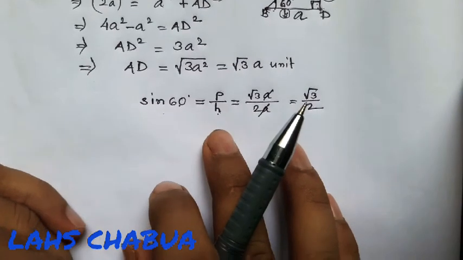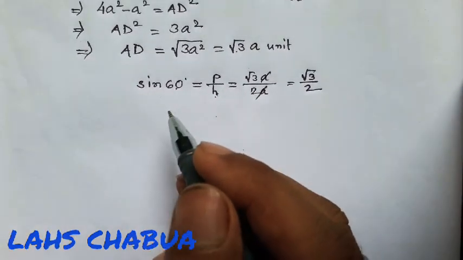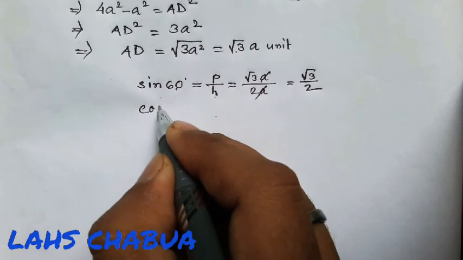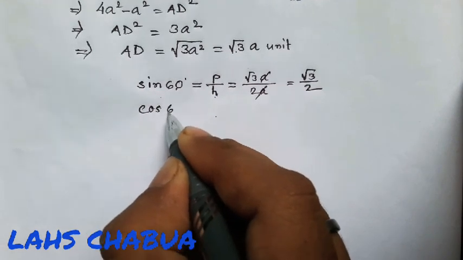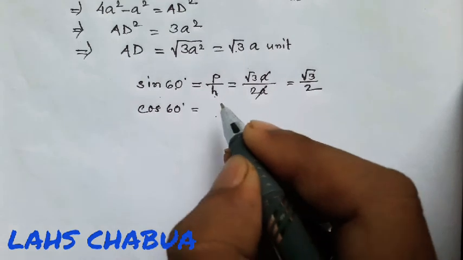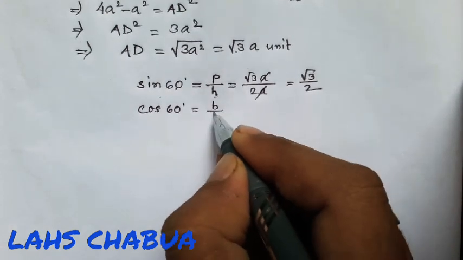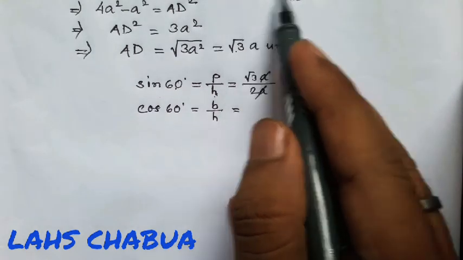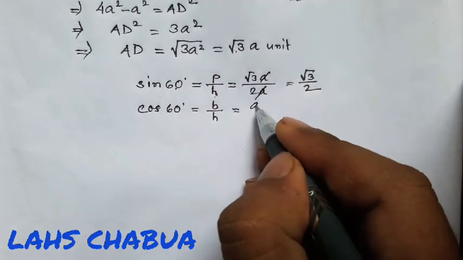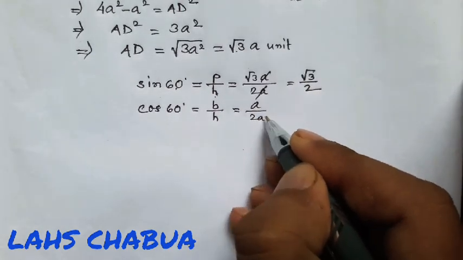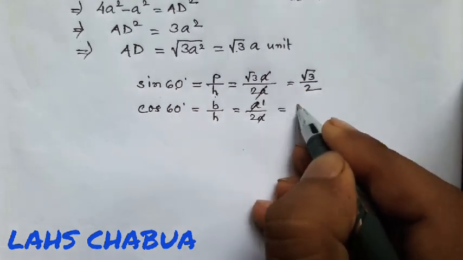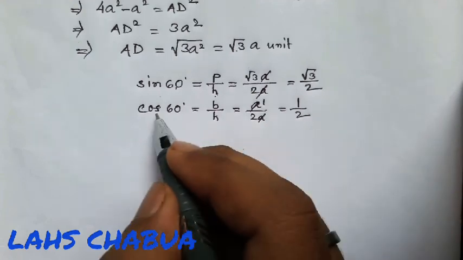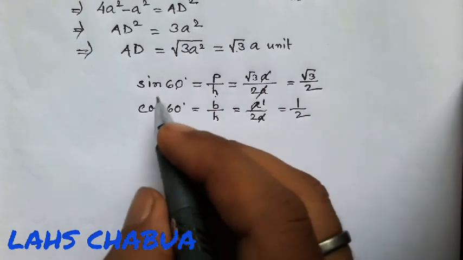Next, cos 60. Cos is B by H. Base, see in the figure, BD is the base and its length is A and hypotenuse is 2A. A and A will get cancelled. So the ratio we got is 1 by 2. Cos 60 is 1 by 2. The value of cos 60 degree is 1 by 2.